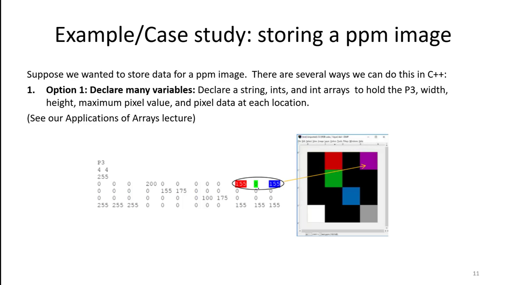You'll remember in order to store a PPM image in C++, we need to store these header variables, the P3, the length and the width and the height here, and also the maximum value of a pixel. And then we also have the body of the PPM image, where we have sets of RGB values.